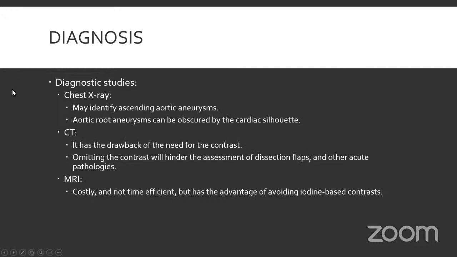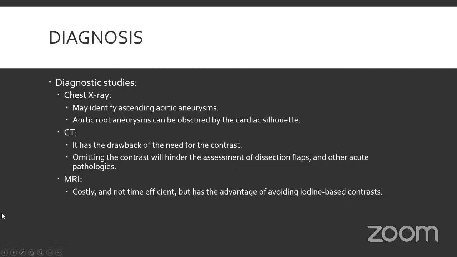On chest X-ray you may find ascending aortic aneurysm. However, aortic root aneurysms are usually not easily seen, as they are usually obscured by the cardiac silhouette. CT and MRI are clearly very advantageous in identifying all aspects of the wall and determining the size. The drawback of using the CT is that it needs contrast, and also the radiation. So the use of CT for serial monitoring, although it is used, you need to keep that in mind.